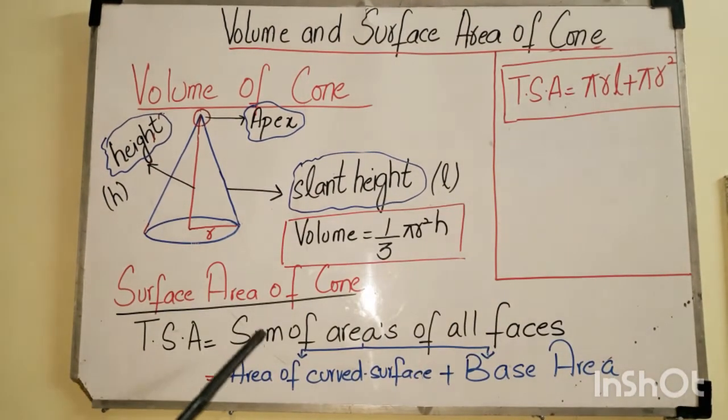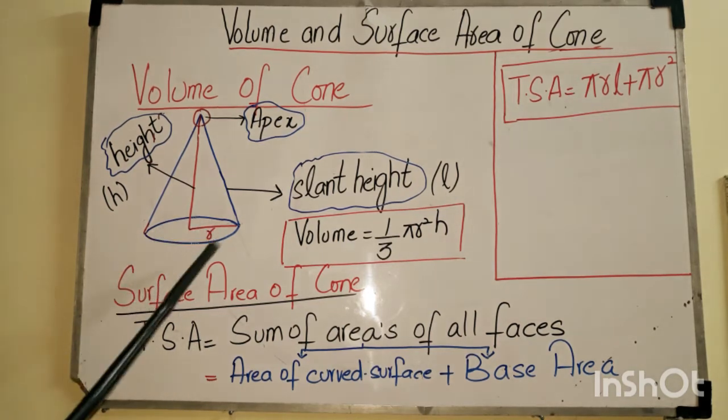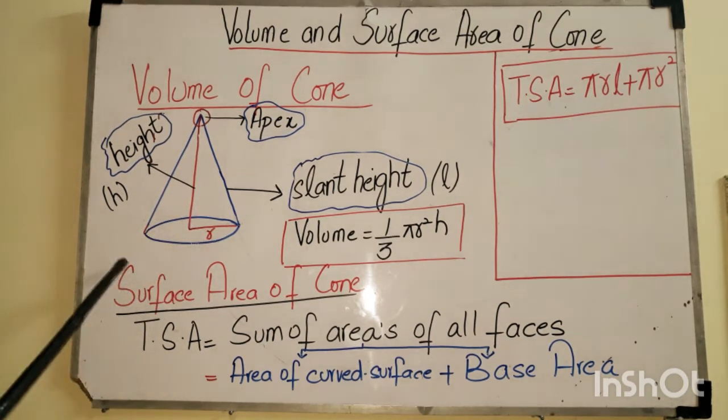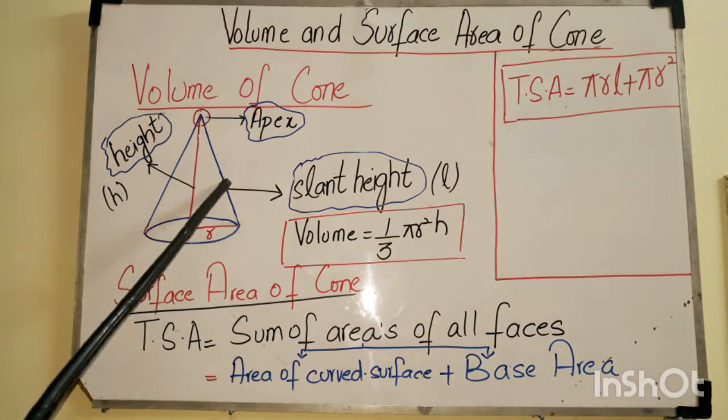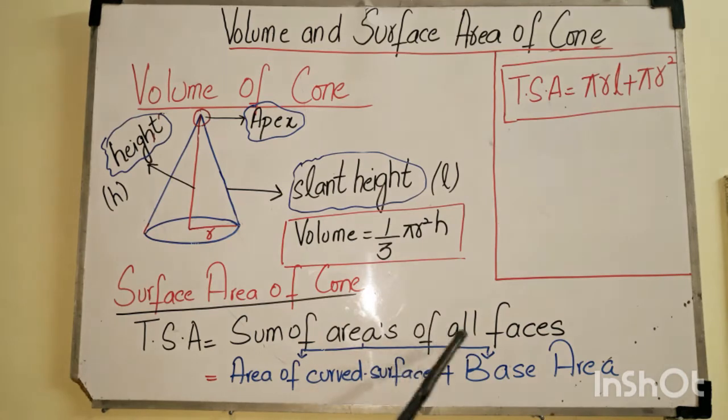Come to the surface area of the cone. The surface area of the cone is the total surface area, the sum of the areas of all faces. I am again repeating this concept to you all: whenever we are dealing with the surface area of any solid figure, it means that we have to consider all the areas or all the faces we have in the figure. This cone has a circular face and a curved face as well. So the sum of the areas of all faces, I will derive the formula.